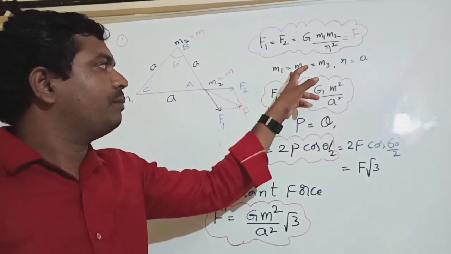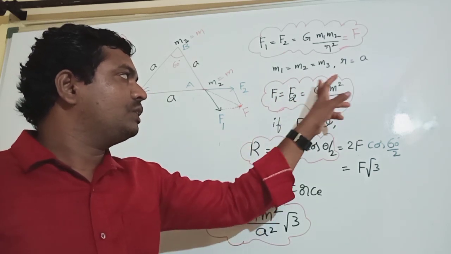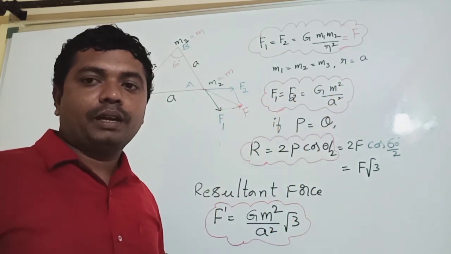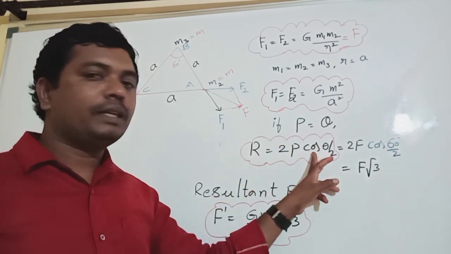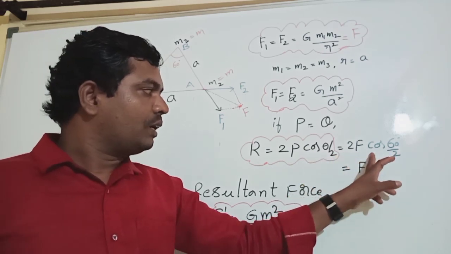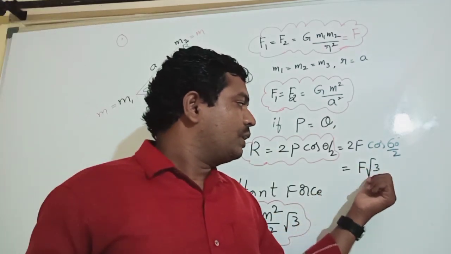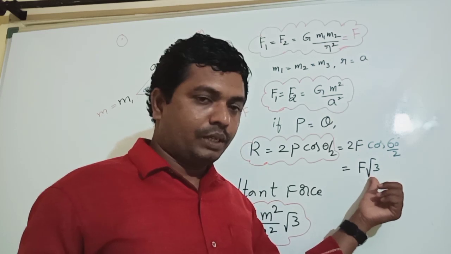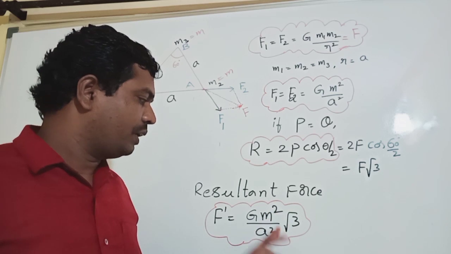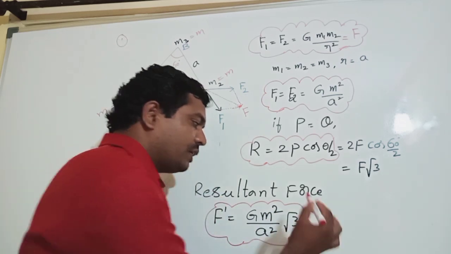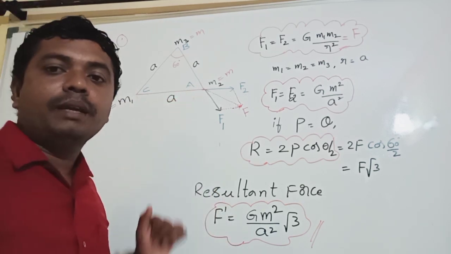Now m1 is equal to m2 is equal to m3 and r is equal to a, so F1 is equal to F2 is equal to G m squared by a squared. According to the parallelogram law of vectors, if P is equal to Q, R is equal to 2P cos theta by 2. That means 2F cos 60 divided by 2, which is cos 30, that is equal to root 3 by 2. The 2 is cancelled, giving F root 3. Then the resultant force F dash is G m squared by a squared into root 3 newtons. This is the resultant force experienced by any one of the masses due to the remaining masses.